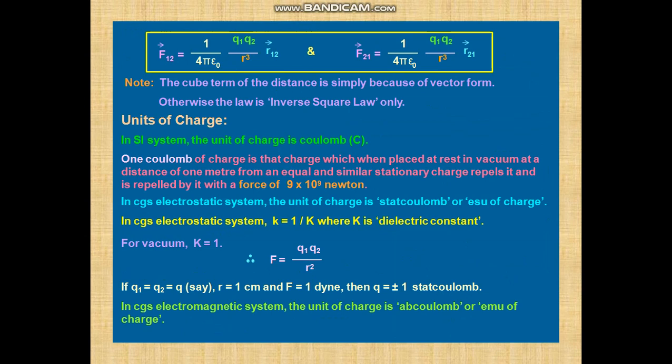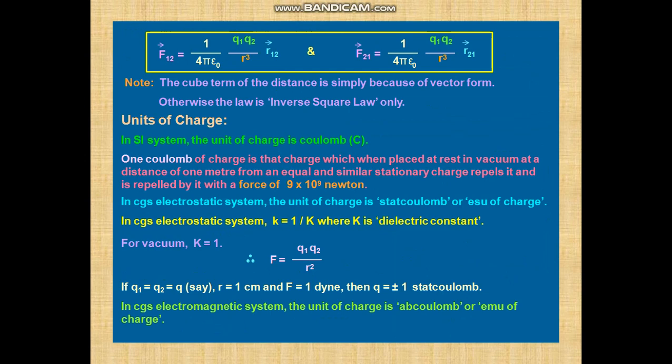Now, units of charge. In the SI system, the unit of charge is coulomb. 1 coulomb of charge is that charge which, when placed at rest in vacuum at a distance of 1 meter from an equal and similar stationary charge, repels it, and is repelled by it, with a force of 9 into 10 raised to the power 9 Newton.